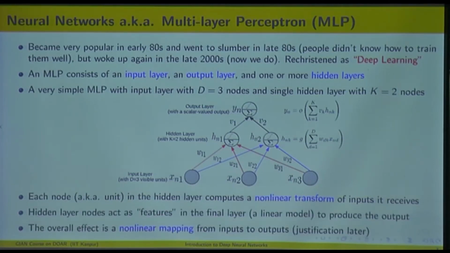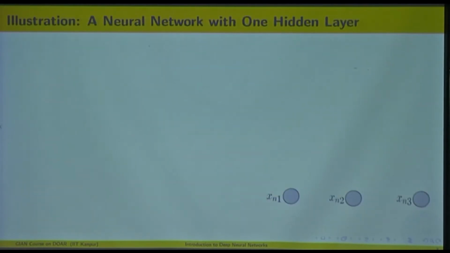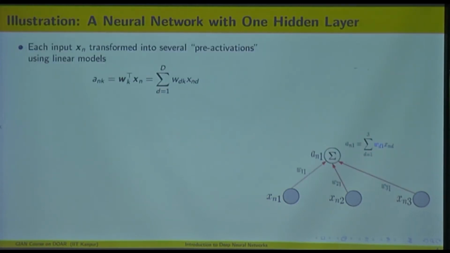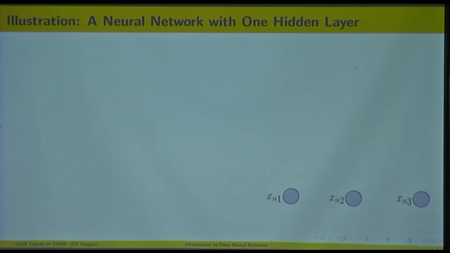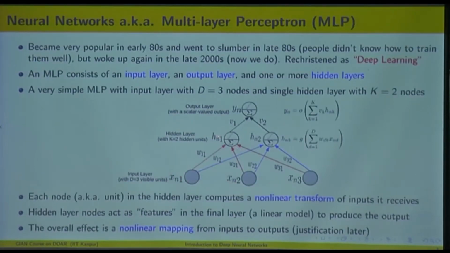Okay, so overall we will have a nonlinear mapping from the input to output. So let's tease it apart and see what is going on in these steps. The idea, as I said earlier, was the following. Again, we will have the same simple architecture with 3 inputs, one hidden layer with 2 nodes, and 1 output node.